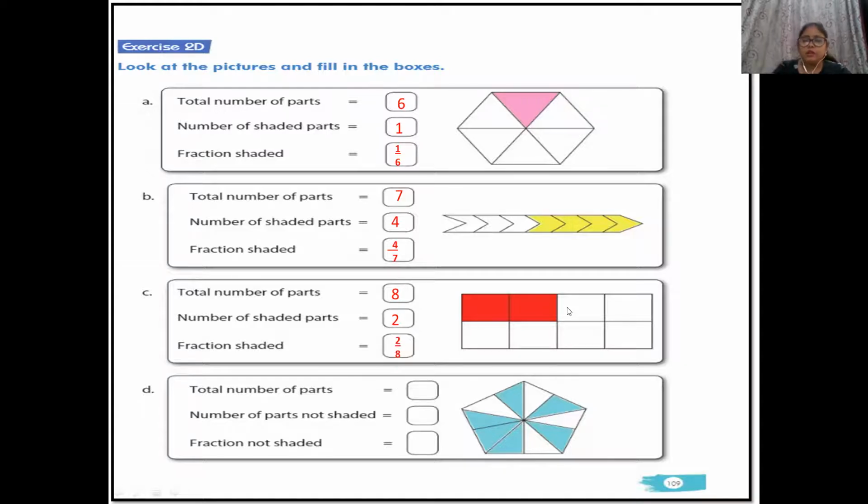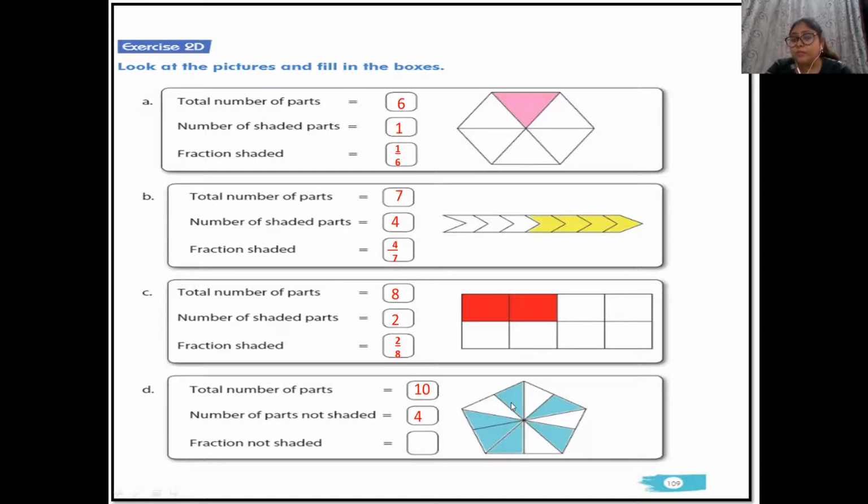Okay, children. Now next figure. So here we have how many parts? Total parts will be, count 1, 2, 3, 4, 5, 6, 7, 8, 9, 10. So it will be 10. Okay. How many parts are shaded? 1, 2, 3, 4, 5, 6. So it will be 6. How many parts are not shaded?